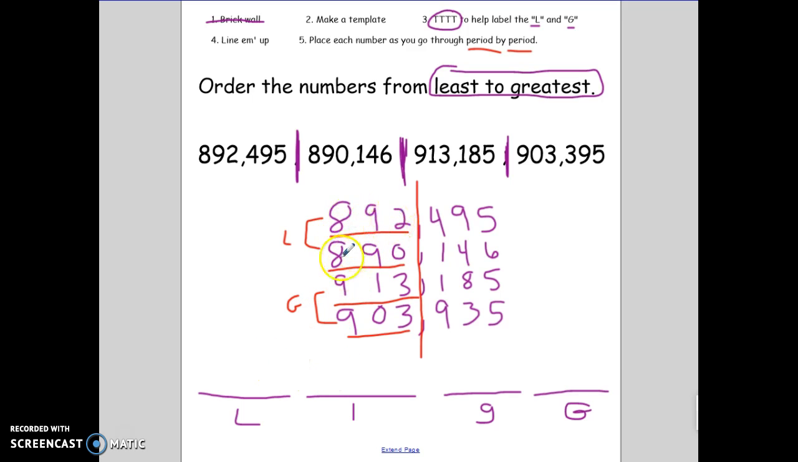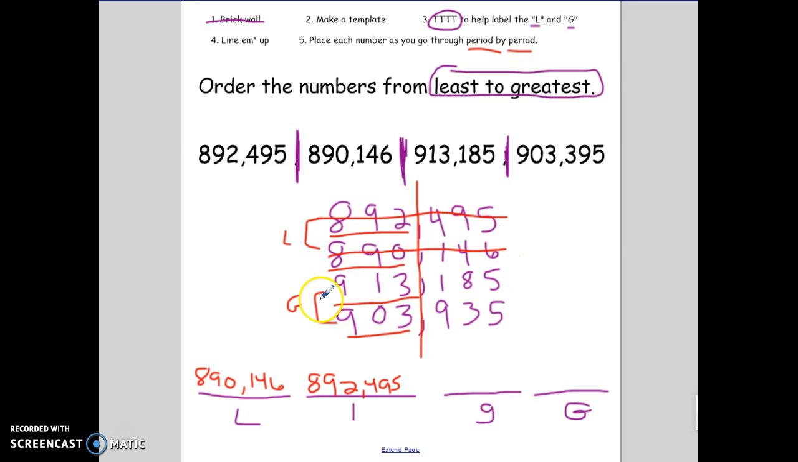So 892 versus 890. Well, the one that says 890, that's going to be the very least. And that says 890,146. So that takes care of that number. And then I know these 2 were the 2 least, so I can actually put this next one, 892,495 over here, and that takes care of that one.